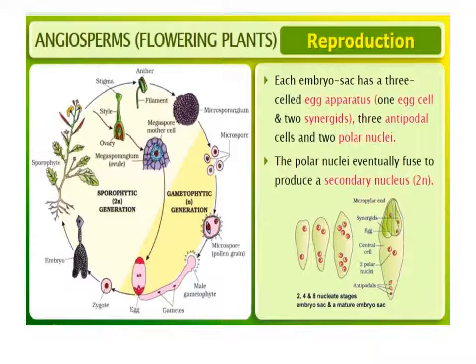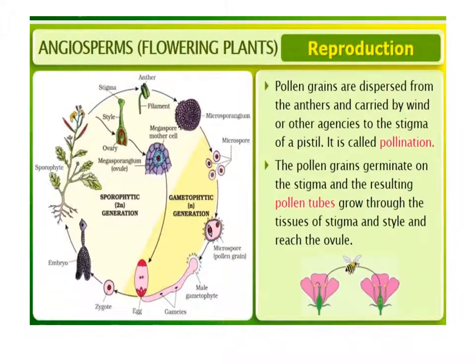Each embryo sac has a 3-celled egg apparatus, 1 egg cell and 2 synergid cells at the micropylar end, 3 antipodal cells at the chalazal end, and at the center the 2 polar nuclei are present. The polar nuclei eventually fuse to produce a secondary nucleus that is diploid in nature, 2N.